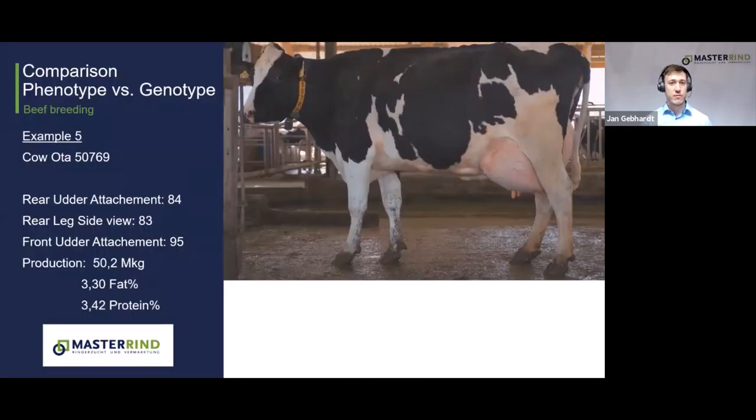Coming further to our last cow. That's an example the Backhaus family is breeding to beef. You can see the rear attachment is not as high, with 84. It could be higher. So that's the reason they don't want to breed her back to Holstein, and they selected, okay, she definitely needs to go to beef. The rear leg side view with 83 has a little bit too much angle for them, or sorry, it's too straight. The front udder attachment as well is too loose for further calves. She just had her second calf right now.